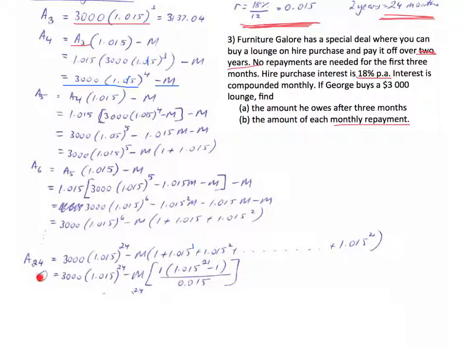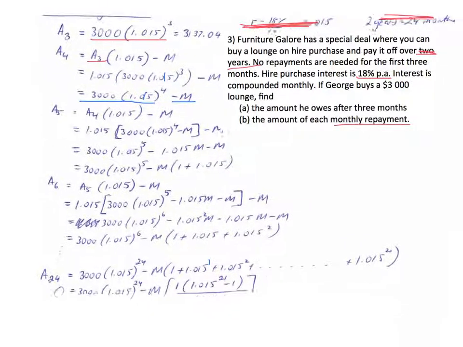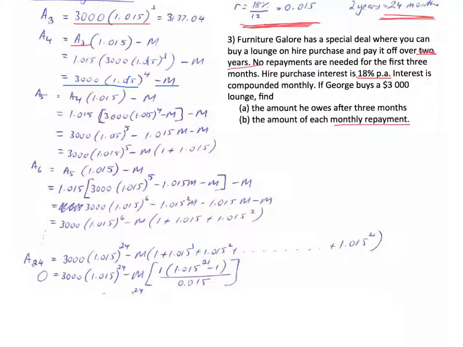And then remember, the amount owing at the end of 24 months is 0, because then he will have paid off his special hire purchase loan to buy that lounge. So we just need to solve that equation to find M. So we can move this little M. Let me move that box, there we go. Move the M, this whole M term, over the other side of the equation, then we'll have this divided by this, which means this times this divided by that, which is what we've got.